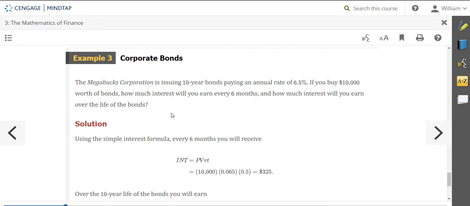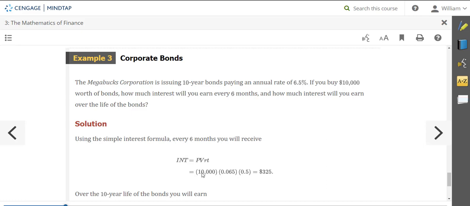Okay, one more example is a corporate bond. So basically this is like when a corporation acts like a bank, and that is you give them money and they'll give you interest on it over time. So they're issuing a 10-year bond paying an annual rate of 6.5%. If you buy $10,000 worth of bonds, how much interest will you earn every 6 months, and how much interest will you earn over the lifetime of the bonds?